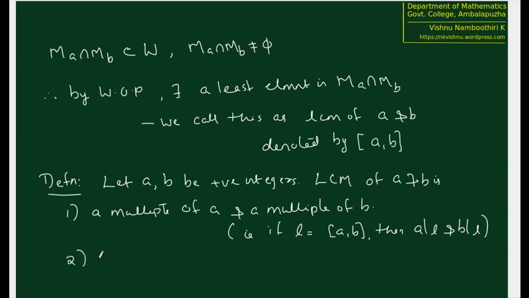The second condition is: if c is a multiple of a and b, then since L is least, L is less than or equal to c. That means the LCM is less than or equal to any other common multiple of a and b. These are the two defining conditions of the least common multiple of positive integers a and b.